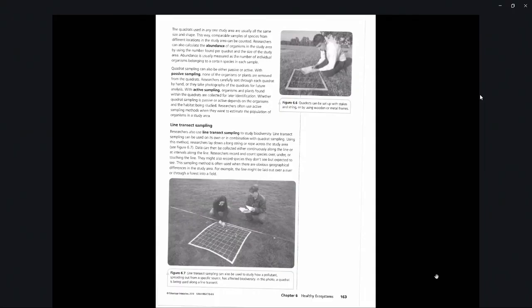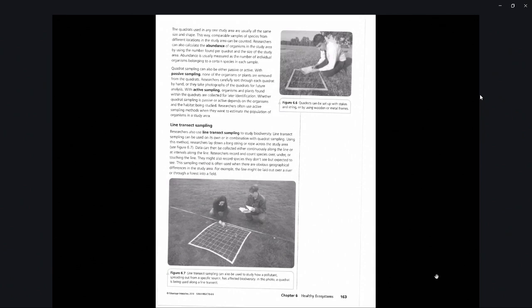And also you can count how many. Abundance means how many. So researchers can calculate the abundance of organisms in the area. You can use the number you find in each quadrant and then the size of the study area, and then you can measure out how many organisms are in the species from those samples.